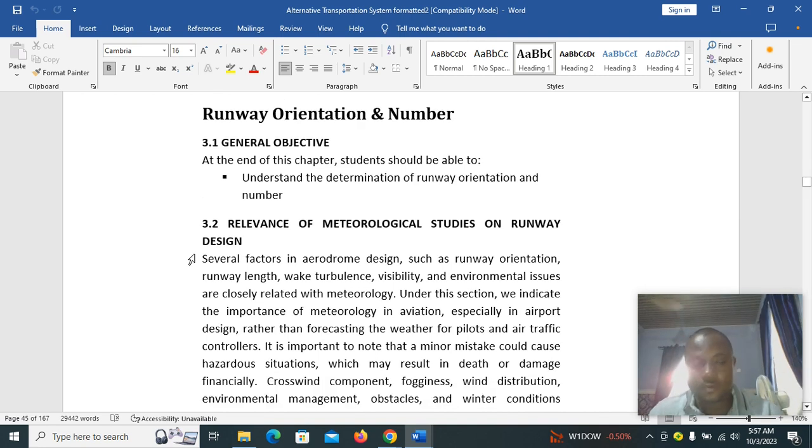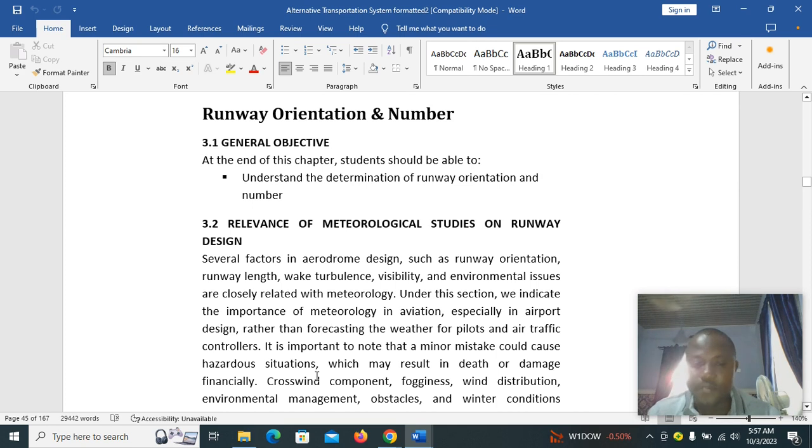So at the end of this topic, students should be able to understand the determination of runway orientation and number. Here we look at the relevance of meteorological studies to runway design. Several factors in aerodrome design, such as runway orientation, runway length, wake turbulence, visibility, and environmental issues, are closely related to meteorology. Yes, because these are factors that can affect our flight, or the taking off and landing of an aircraft.